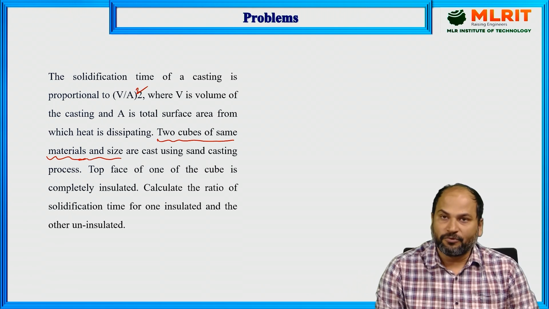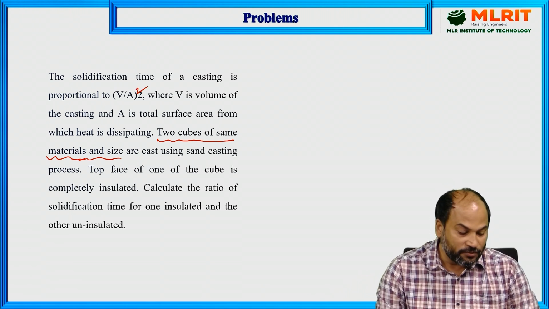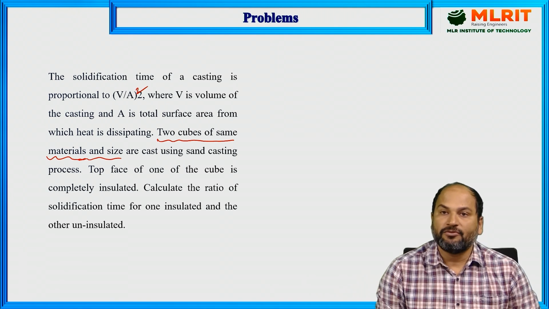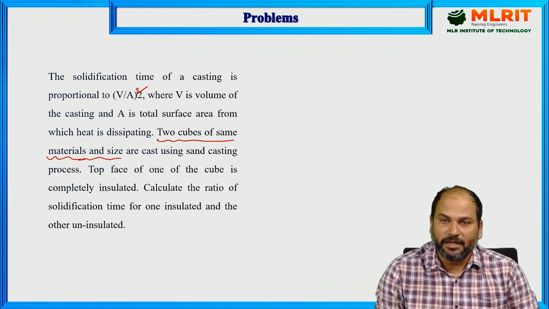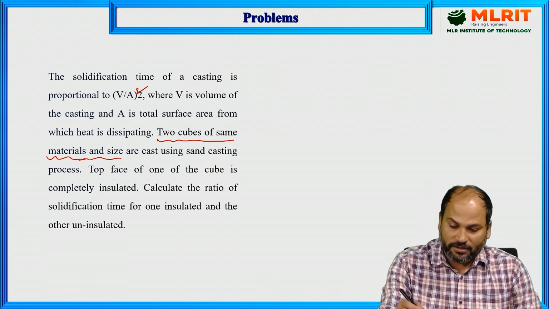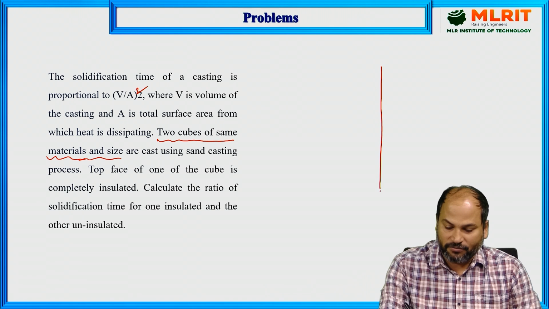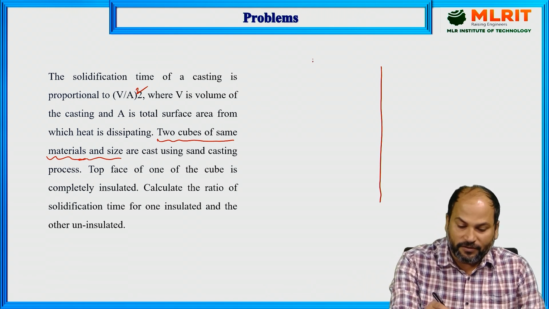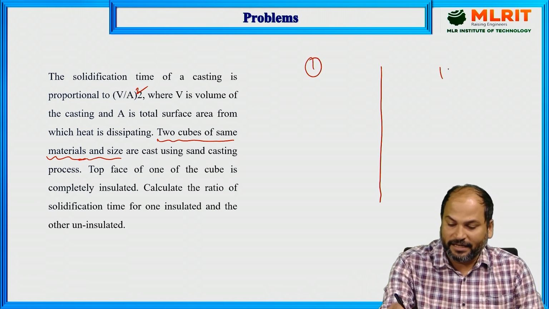So what do we have to calculate? We have to calculate the ratio of solidification time for the one insulated and the other one uninsulated. So we have to just calculate what will be the ratio of the solidification time for the one which is insulated, that is the first case if we are taking, and the second one which is the uninsulated. So through a diagram we'll try to understand this one. This is the first case we are taking, and this is the second case we are taking.